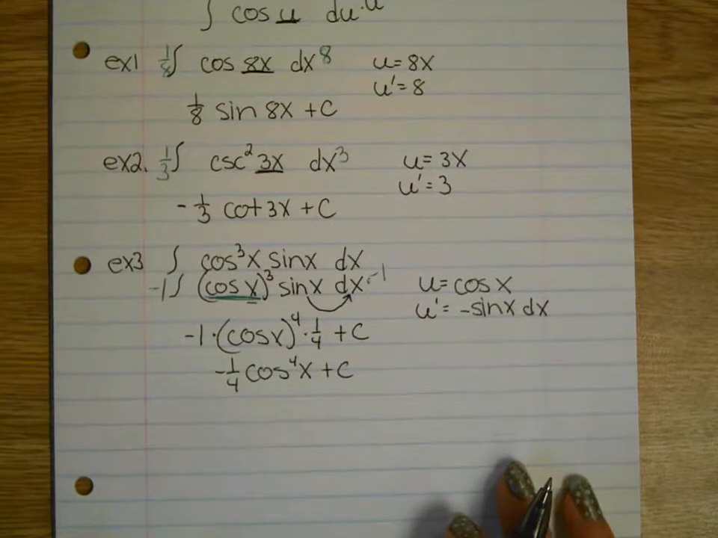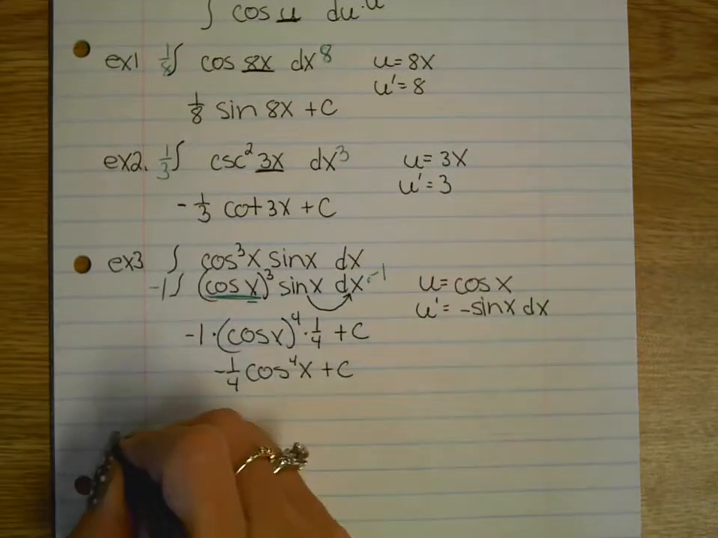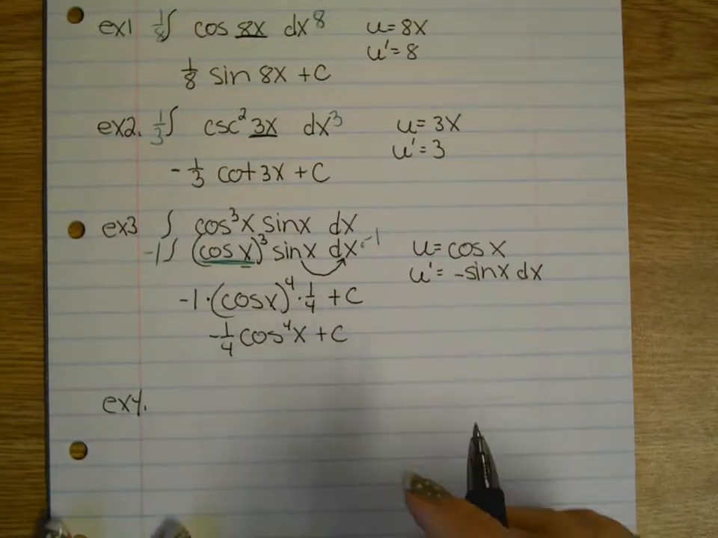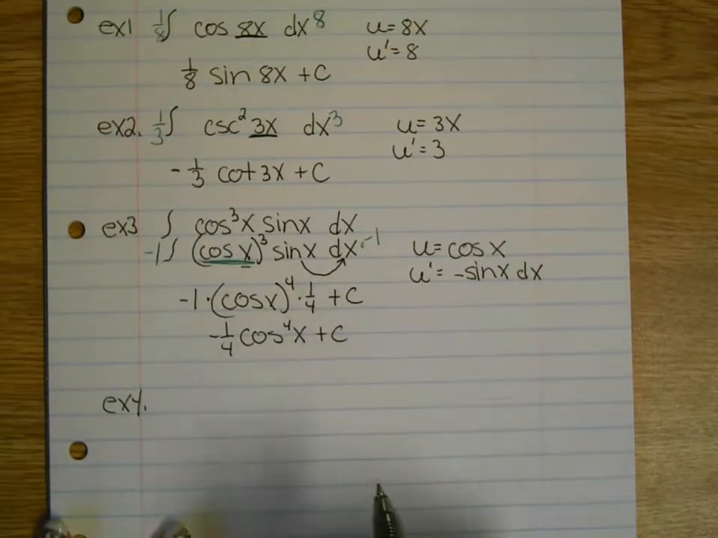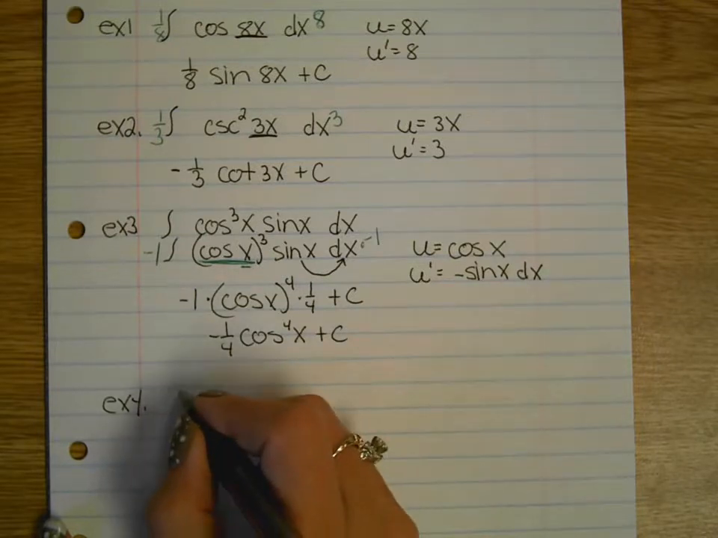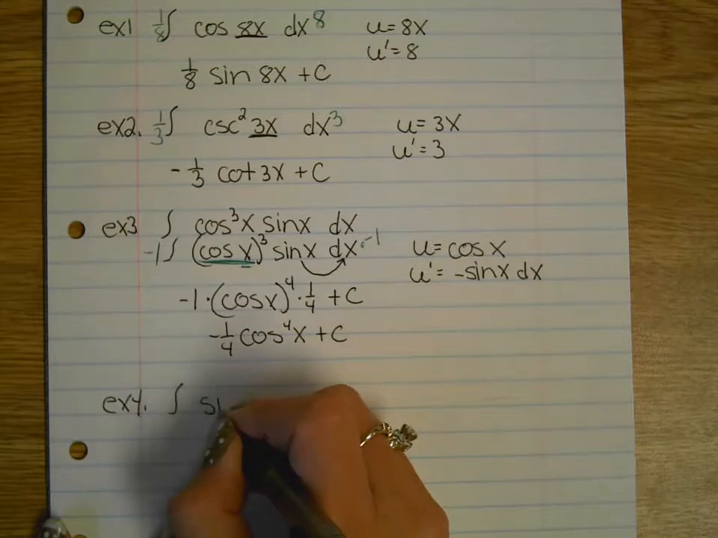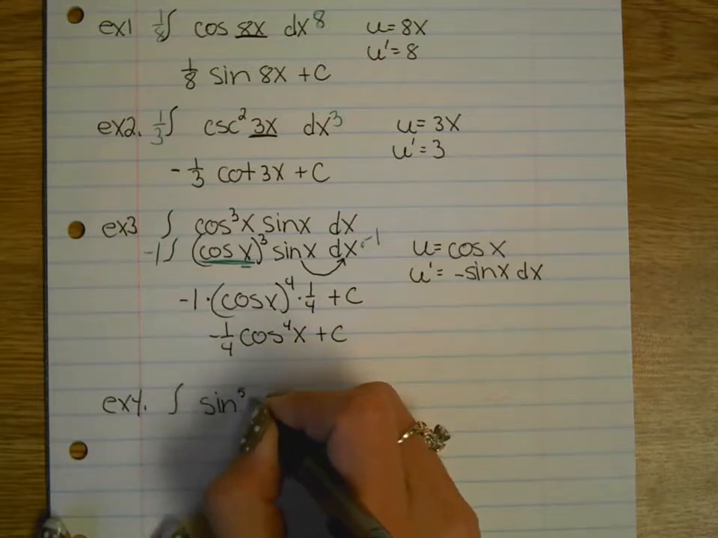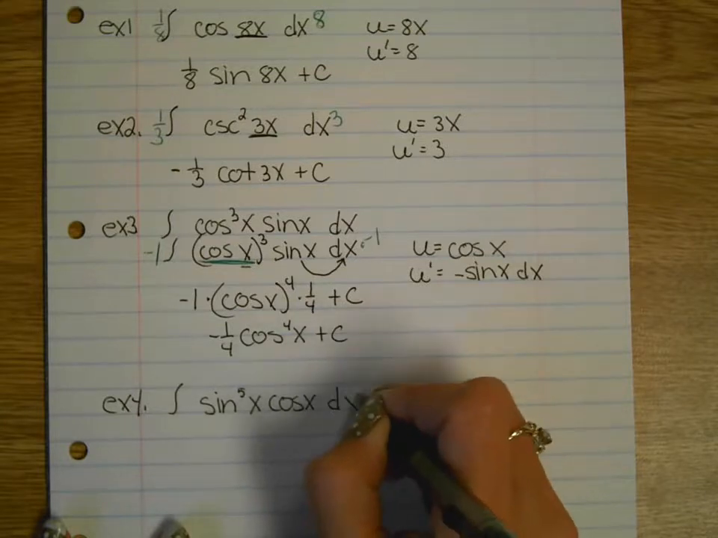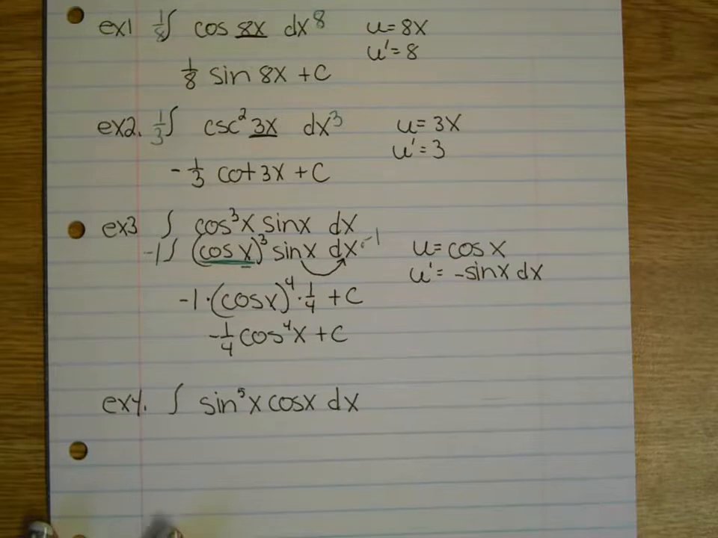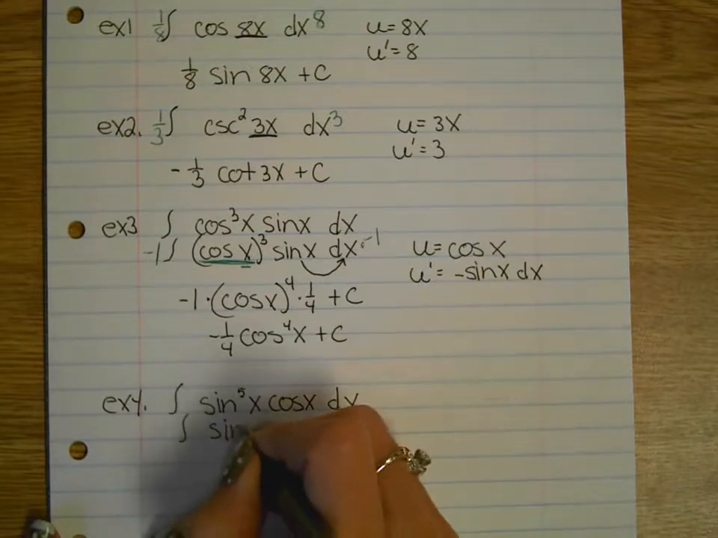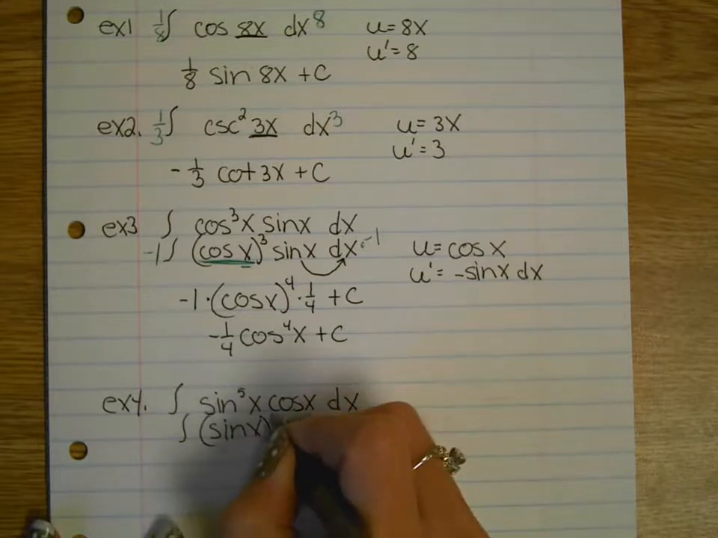Okay. Number 4. Same idea. Integral of sine to the 5th x cosine x dx. So again, find your inside. I see this as sine x to the 5th.